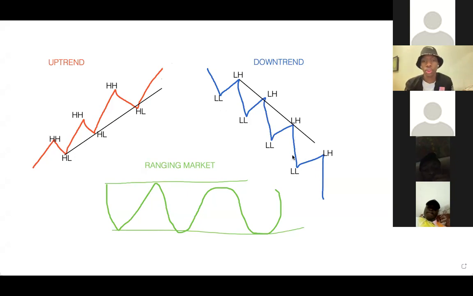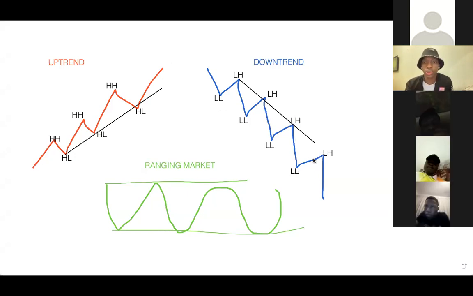Remember, as I said, every single retracement is an entry point. So as you can see, the market would retrace, create a lower high, and then shoot back down again.